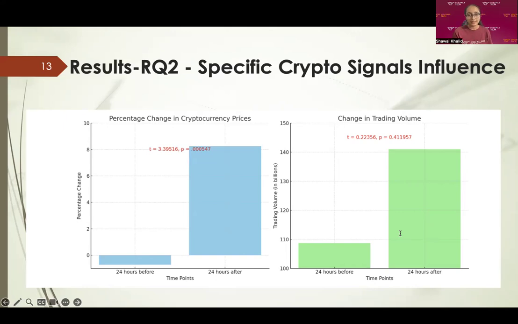Next, we assess the effect of these signals on the trading volumes. The bar chart in light green color represents the trading volume 24 hours before and after the crypto signals.